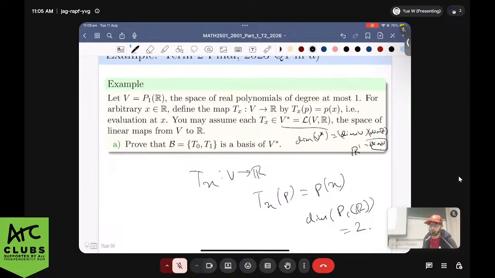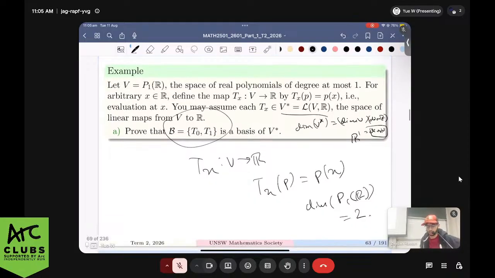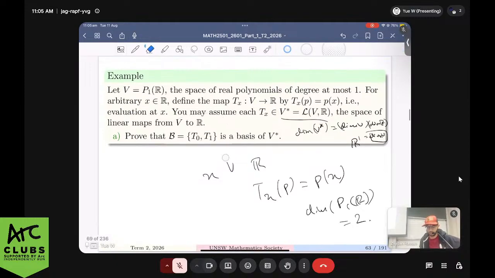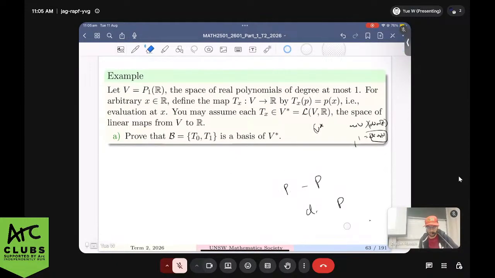So if you want to prove this is a basis for V star, you need to show it's independent and spanning, but V star has dimension 2 because it's the same dimension as V. So all you actually need to do is show it's independent, because if it's independent and it's the same number of vectors as the dimension, it will be a basis. So we just showed T0, T1 is independent, which is a bit weird because these are functions, so you might not be used to this.